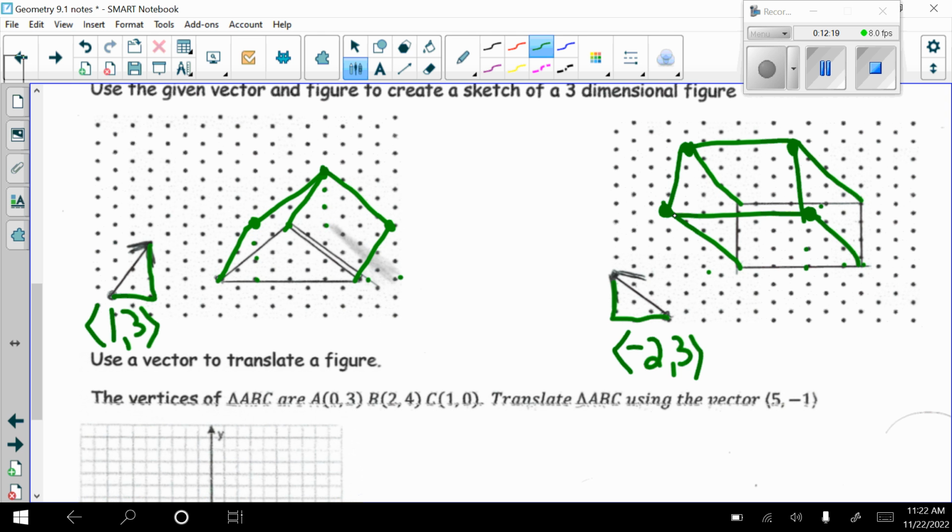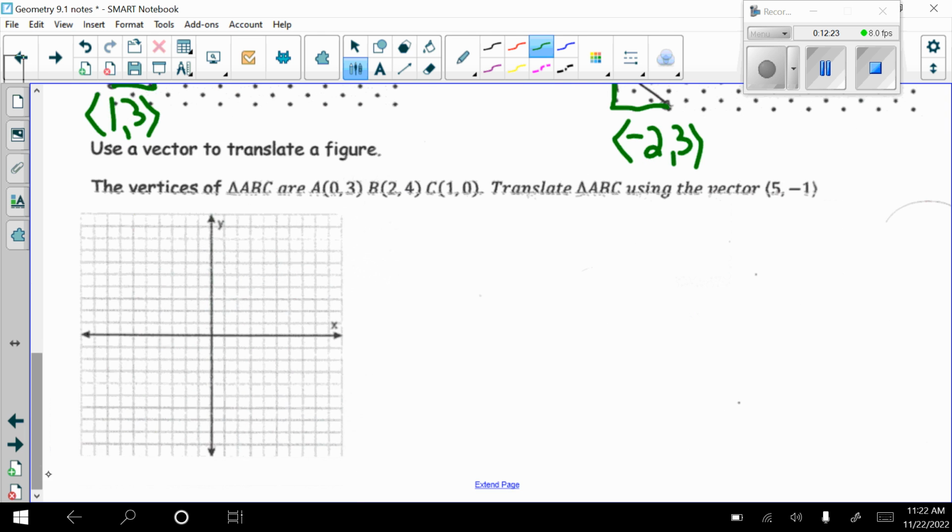The last thing we're going to look at is using a vector to translate a figure. So they give me the vertices of triangle ABC. So I want to plot those points. So first A is at 0, 3. So here's my A. B is at 2, 4. And C is at 1, 0. So here is my triangle ABC.